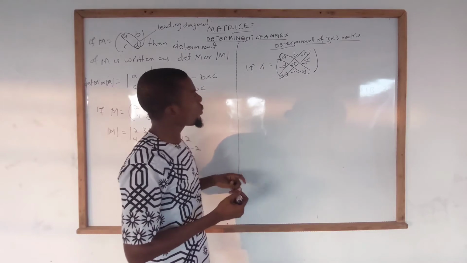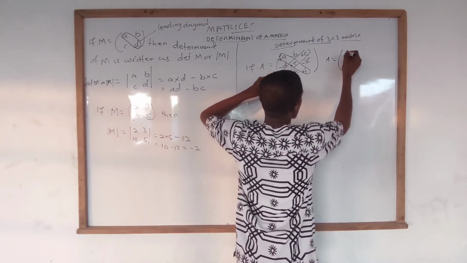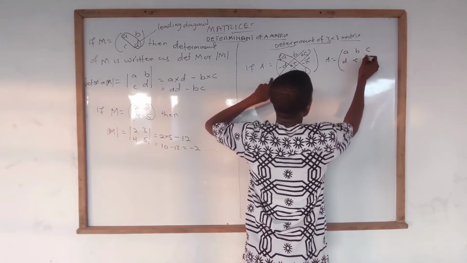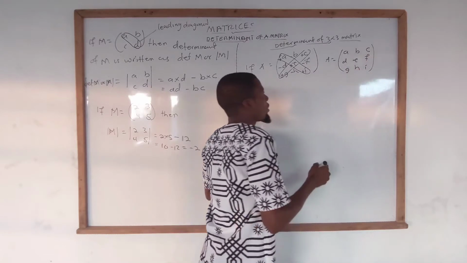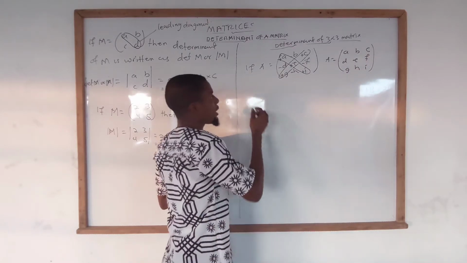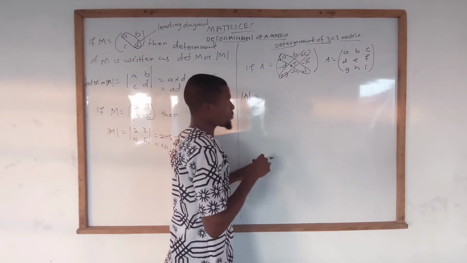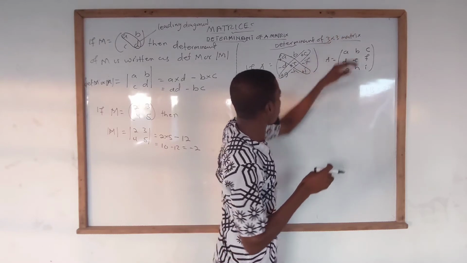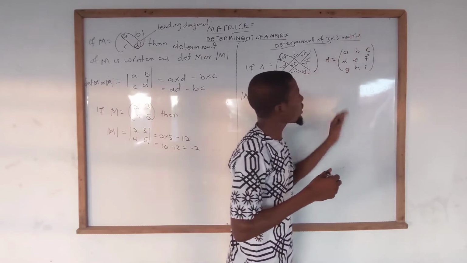So let me write it again. I have A, B, C, D, E, F, G, H, I. If I want to find the determinant of A, look at it. If I take a cofactor, if I take A, the very factor that I take, I freeze its row and I freeze its column.